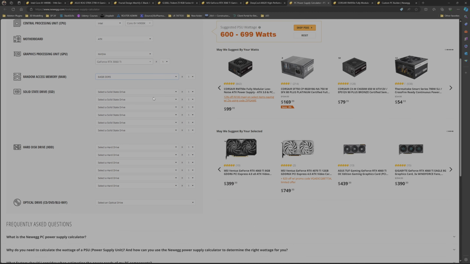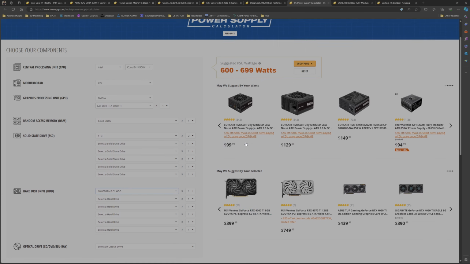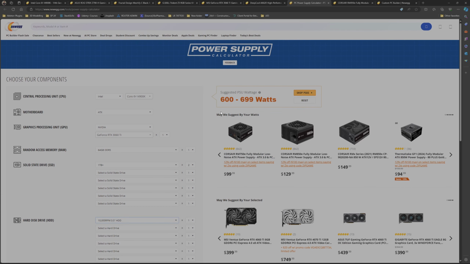It's math. Solid state drive, I have 1 terabyte plus, 2 of those. As you guys can see, it didn't really change anything. Hard disk drive, I do have one of those installed. I think it's in there. Again, it doesn't really change anything. So this is how you guys are going to determine what PSU wattage you want.